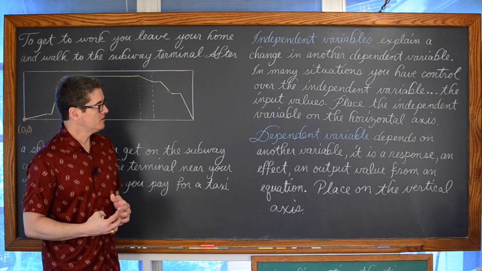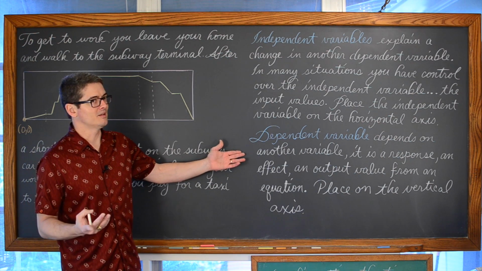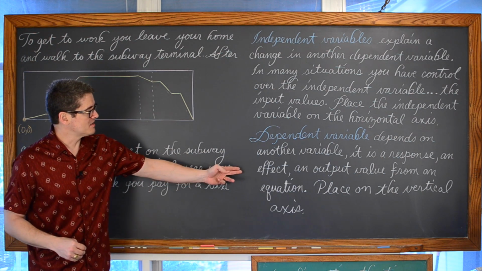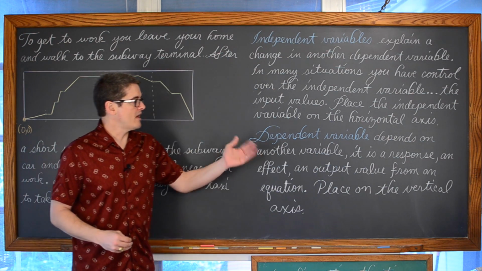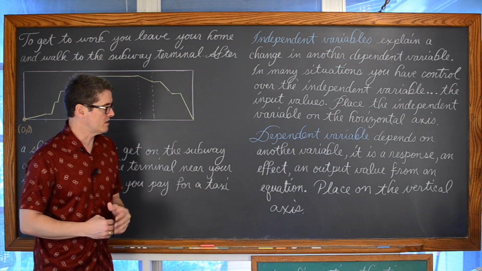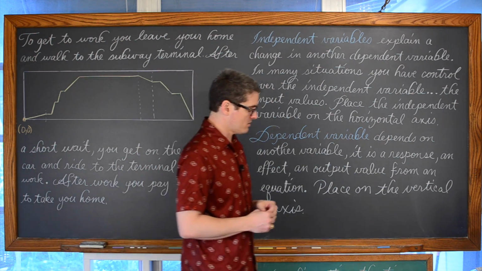The dependent variable depends on another variable, the independent. It is a response, it is an effect, it is an output value that you get from an equation, and you're going to place that on the vertical axis.